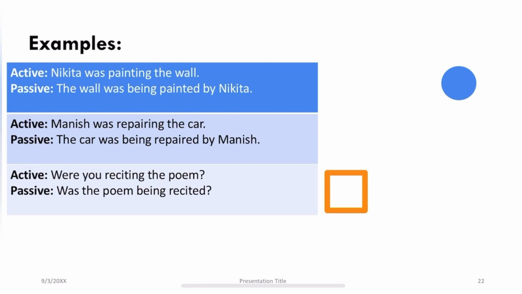The examples are: Nikita was painting the wall. The answer will be: the wall was being painted by Nikita. Manish was repairing the car. The car was being repaired by Manish. Were you reciting the poem? Was the poem being recited by you? Or just being recited, it is enough.